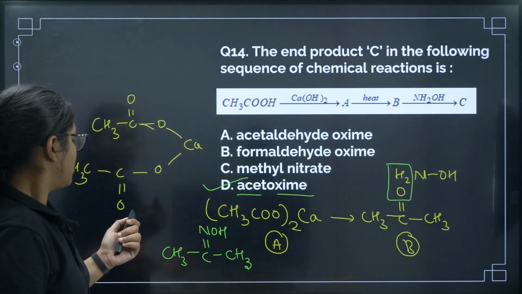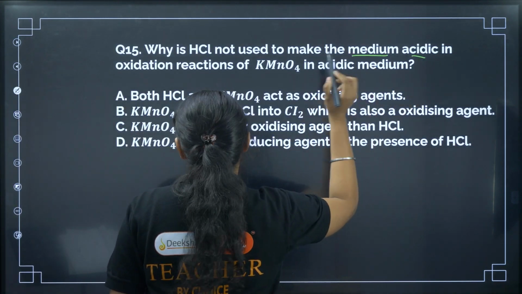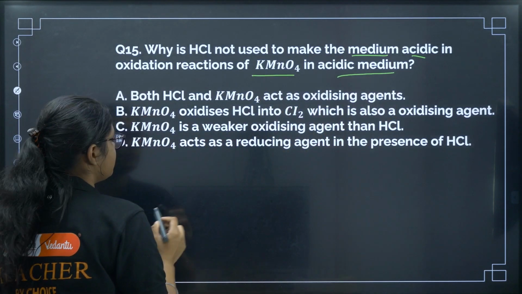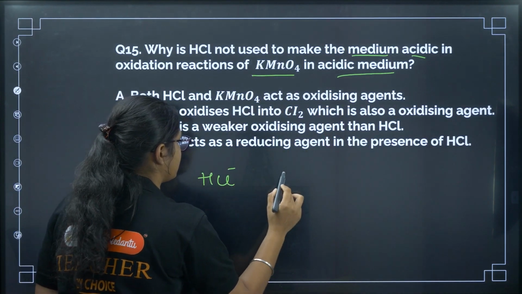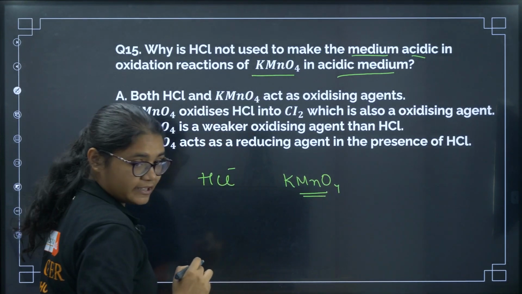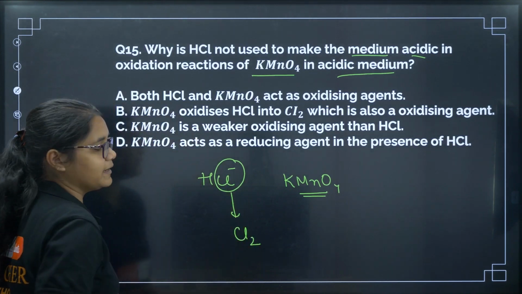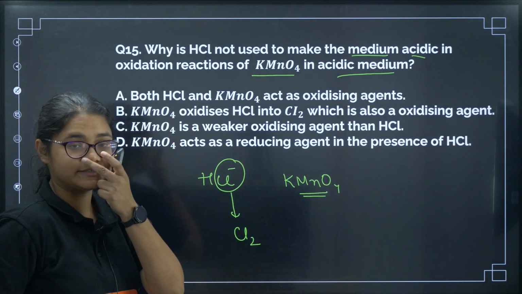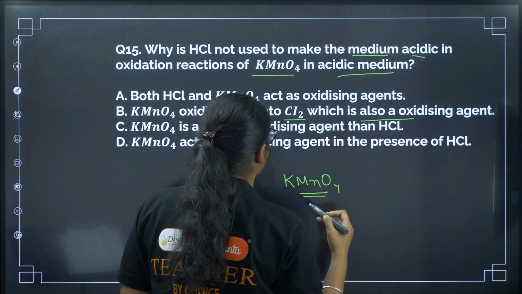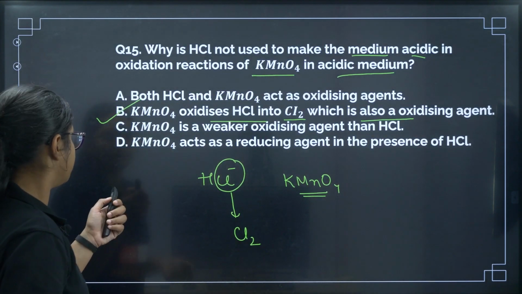Okay. Now let us see the next question. Why is HCl not used to make the medium acidic in the oxidation reactions of KMnO4 in acidic medium? If you use HCl with KMnO4, KMnO4 is a very good oxidizing agent. It oxidizes Cl minus to Cl2, which is also an oxidizing agent. So that is why we cannot use HCl. The correct answer for this question is option number B.